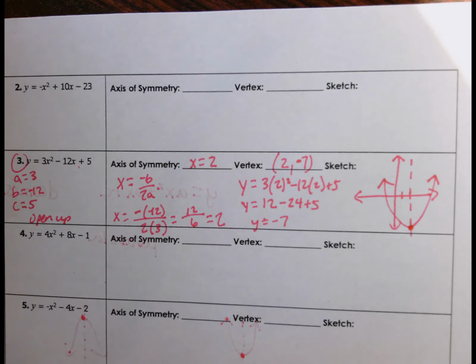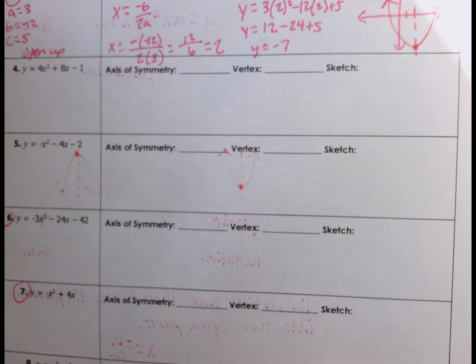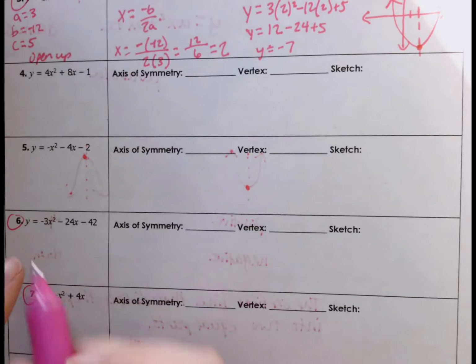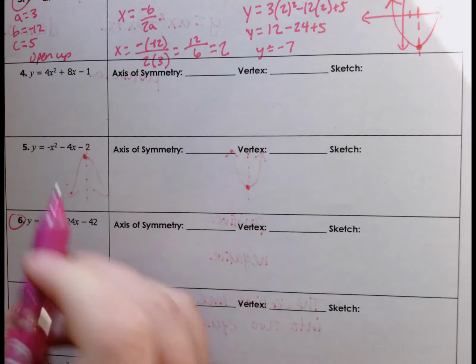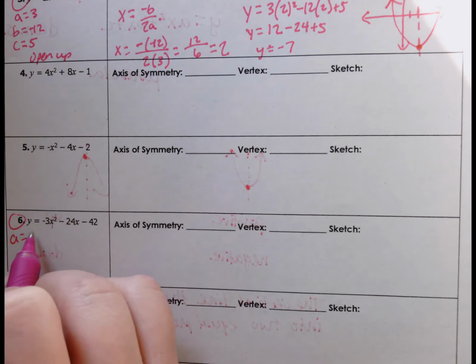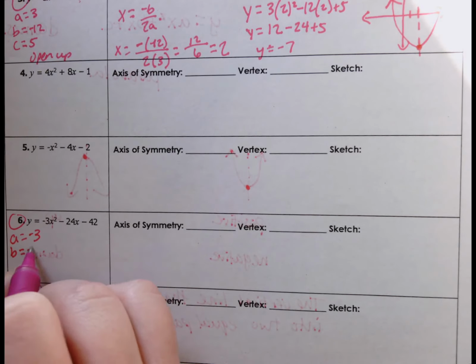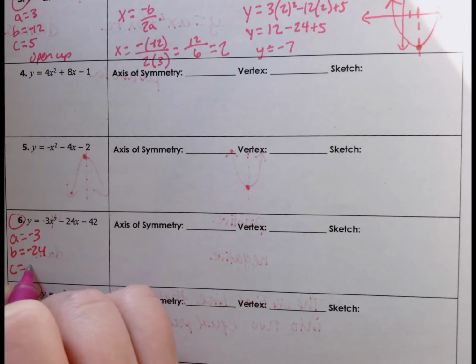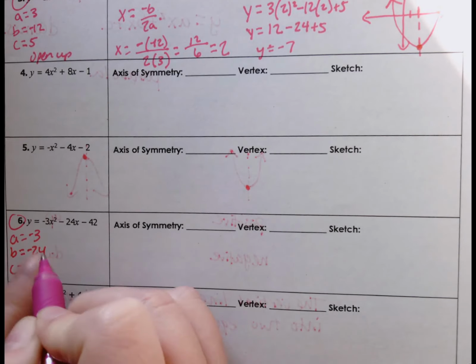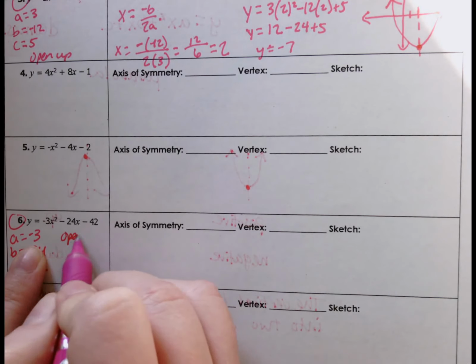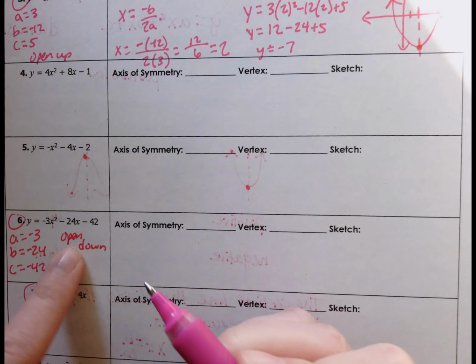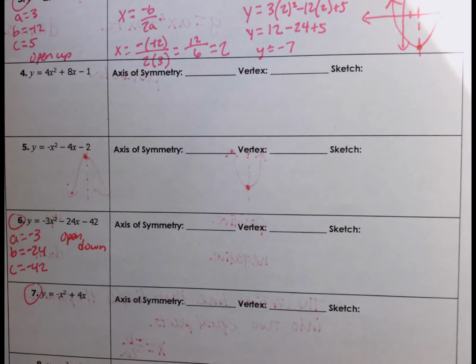So we're going to do a couple more examples. Let's look at number 6. So here at number 6, we have negative 3x squared minus 24x minus 42. So our a value is negative 3, our b is negative 24, and our c is negative 42. So in this case, a is a negative number, so it is going to open down this time, okay, like a frown.